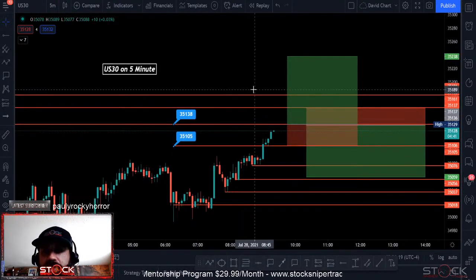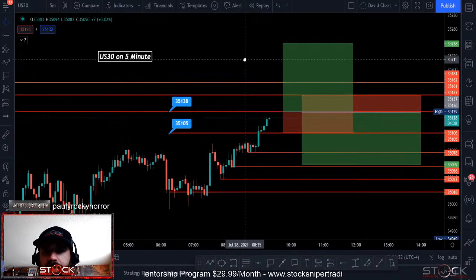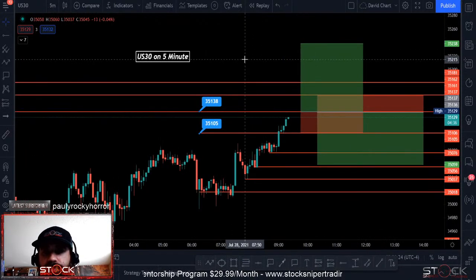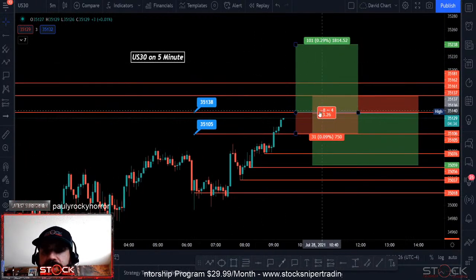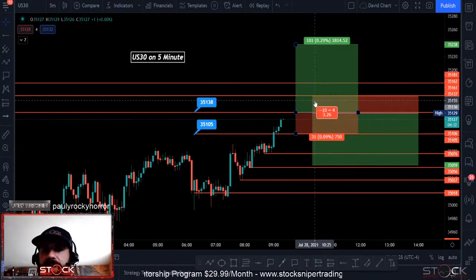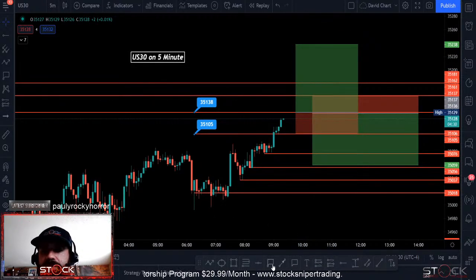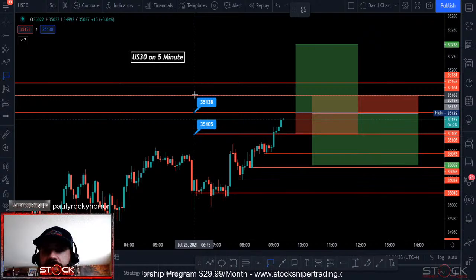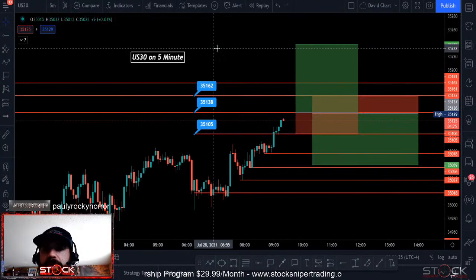Okay, guys, so we're just going to be patient with this one here. I'll let you know on market open. We might watch this one. The stop loss is red, and then the green is take profit, so just be aware of this.